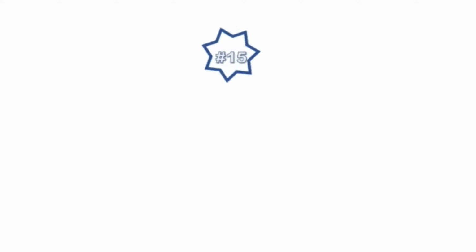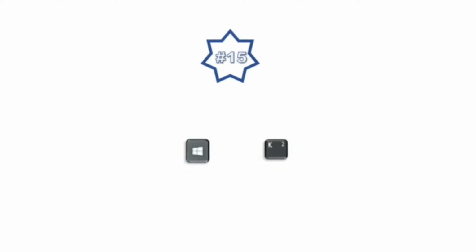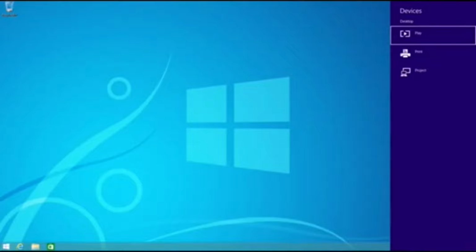Combination number 15 on the keyboard. Press Win key plus letter K. It will open the new Connect menu in Windows 8 and 8.1.